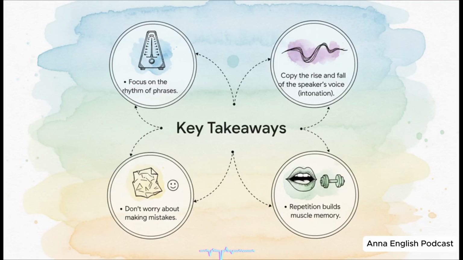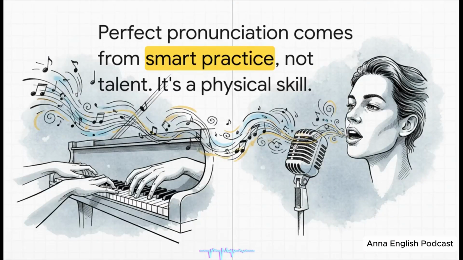You are literally building muscle memory for your mouth, just like a professional athlete. And this, right here, might be the most important takeaway of all. Perfect pronunciation is not some special talent you have to be born with. It's a physical skill, just like playing the guitar or learning to dance. It just takes practice, and smart practice, like shadowing, is the fastest way to get there.